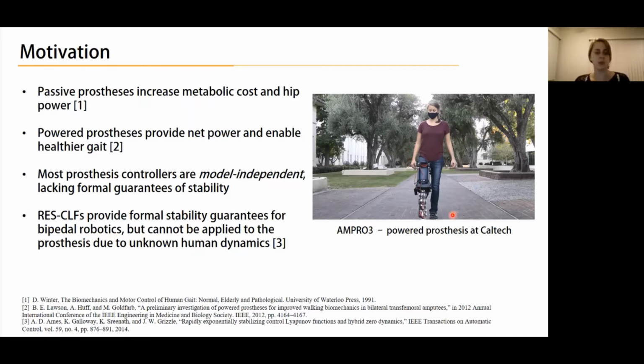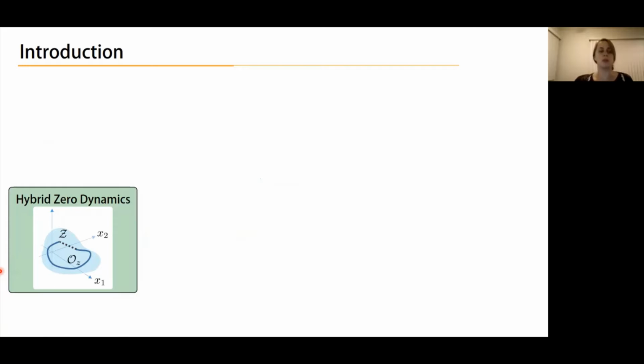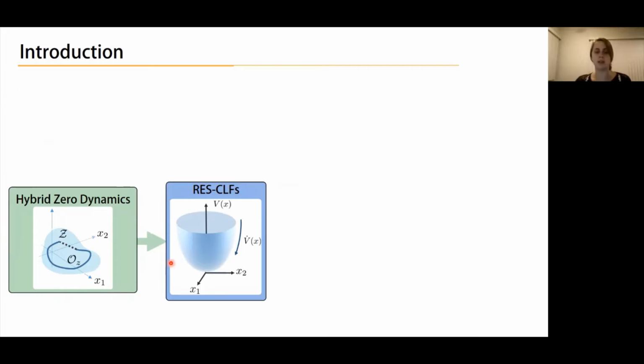In this work, we develop a class of subsystem controllers using local information that guarantee stability for the full order hybrid system with zero dynamics. To give a brief overview of what I'll present today, I will explain what hybrid zero dynamics are and why we study these types of systems when studying walking. I will then explain what the special class of Res-CLF controllers are that are constructed specifically to stabilize systems with hybrid zero dynamics.